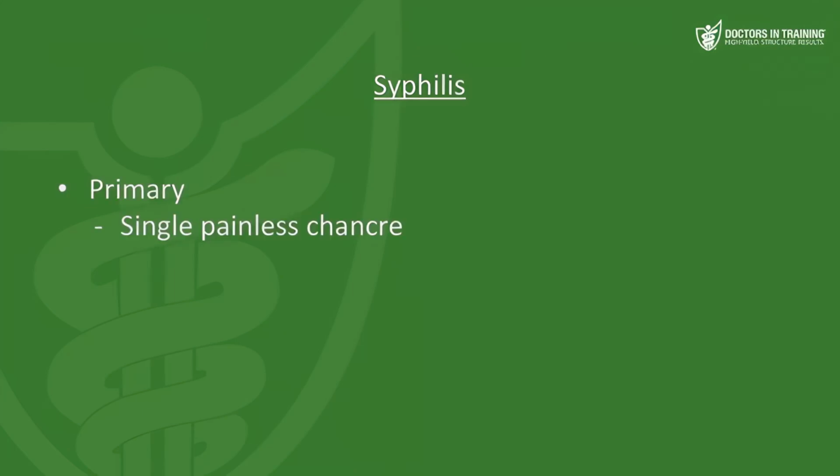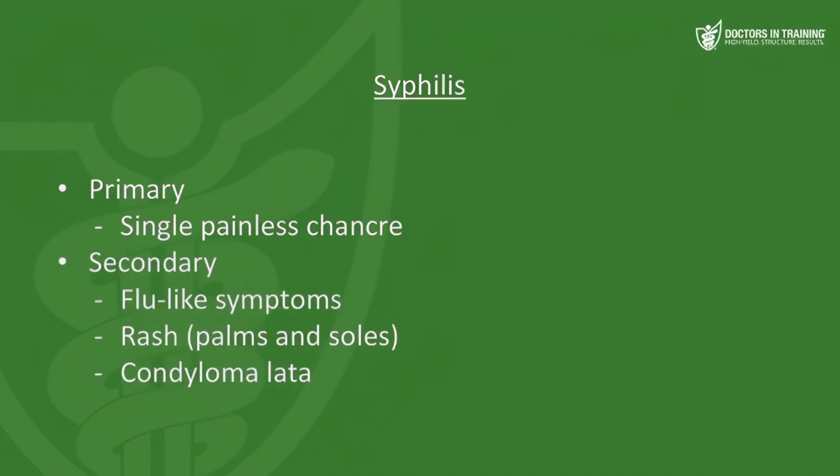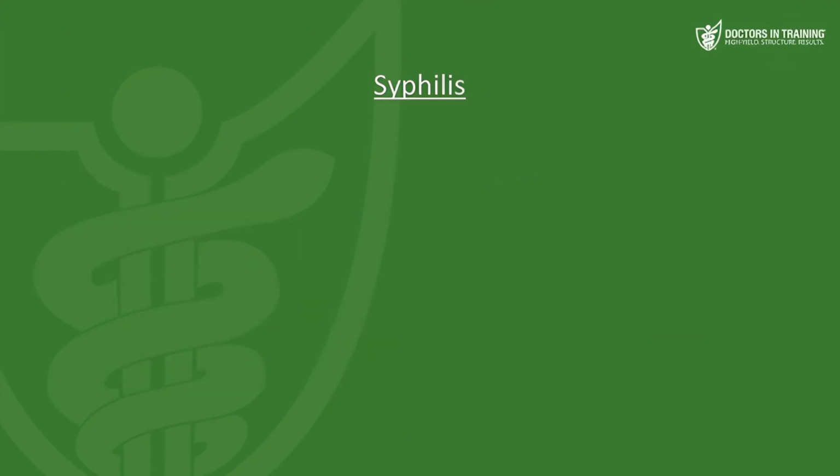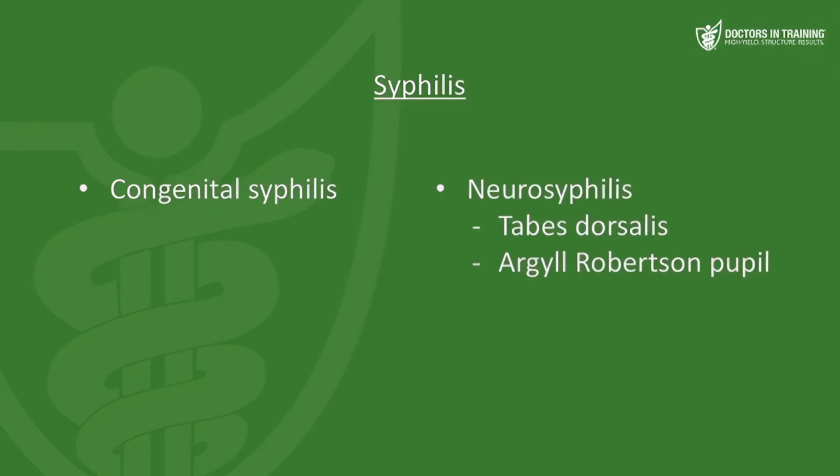Okay, now for syphilis. For primary syphilis, what do you see? You see that single painless chancre. For secondary syphilis, you get flu-like symptoms. You get a rash that can involve the palms and the soles and condyloma lata. And tertiary, you see gummas and you see aortitis. And other categories of syphilis include congenital syphilis and neurosyphilis. And neurosyphilis includes that tabes dorsalis and Argyll-Robertson pupil.